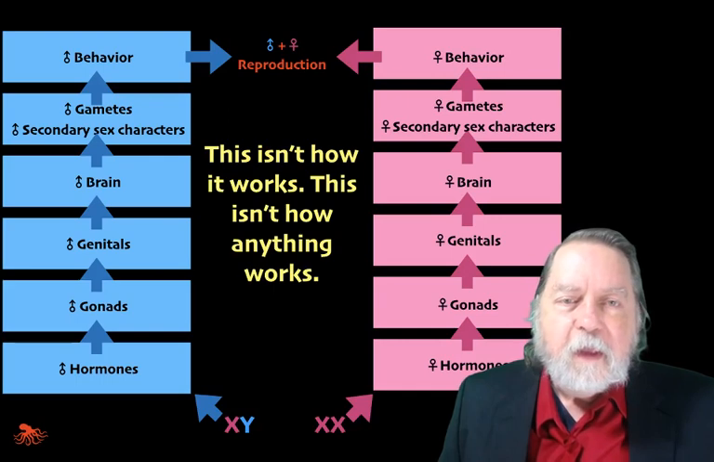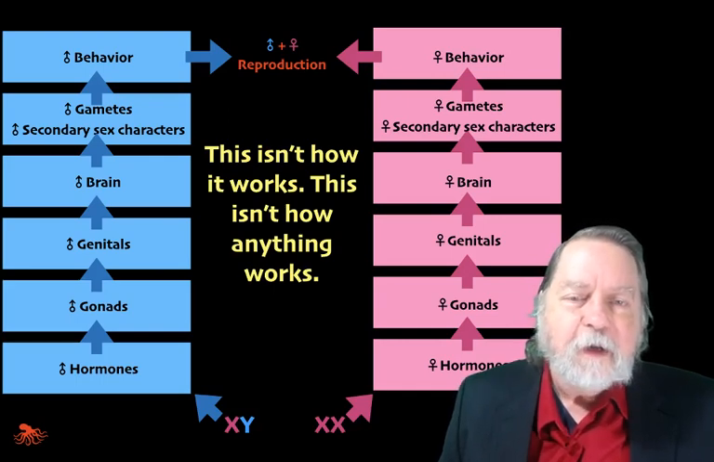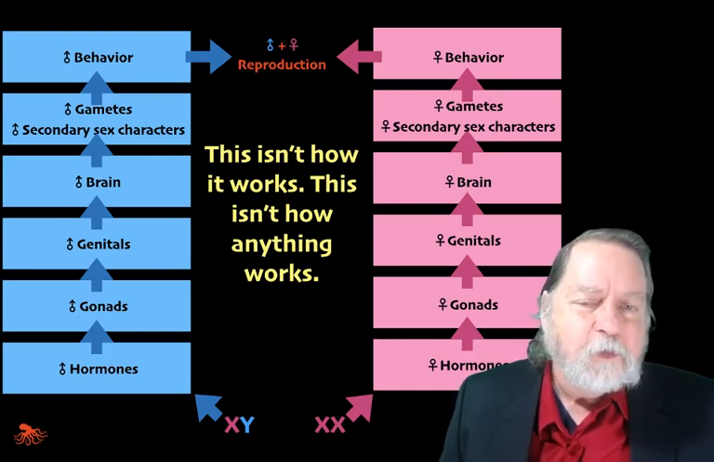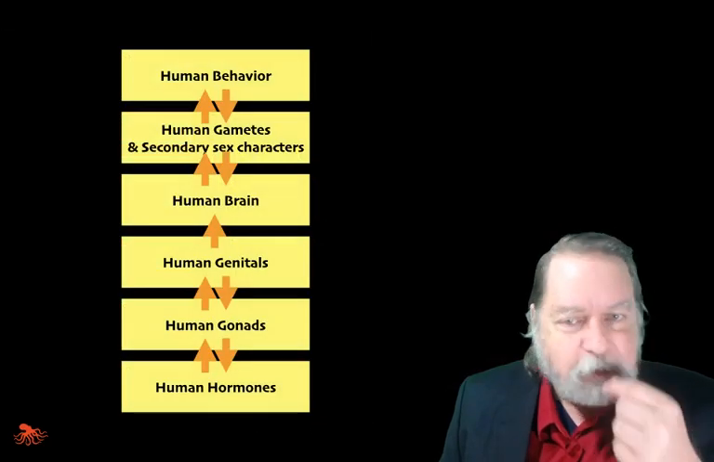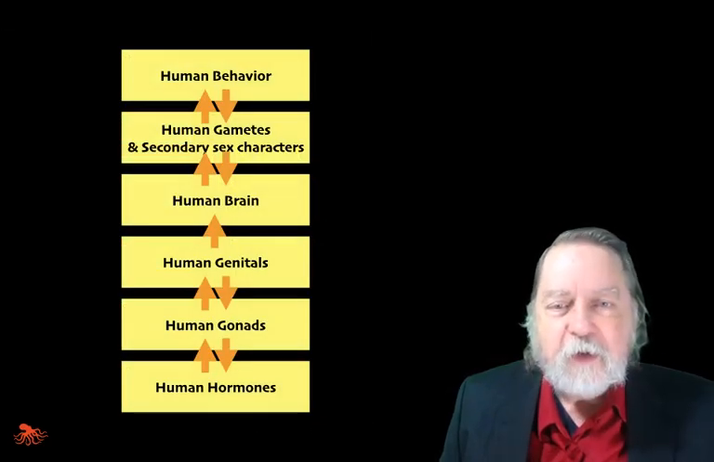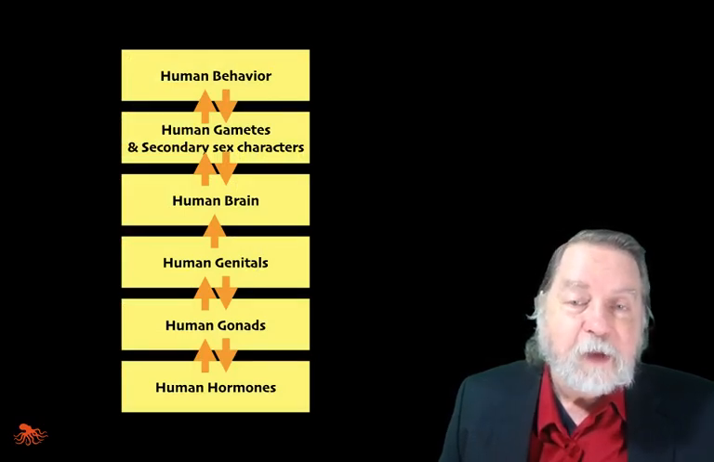Okay, so how does it actually work? Let's see how reproduction actually develops. And this is my first stab at a diagram to show this, that I've added something that wasn't present in the previous diagram. And that is that there are levels of interaction within this mechanism.